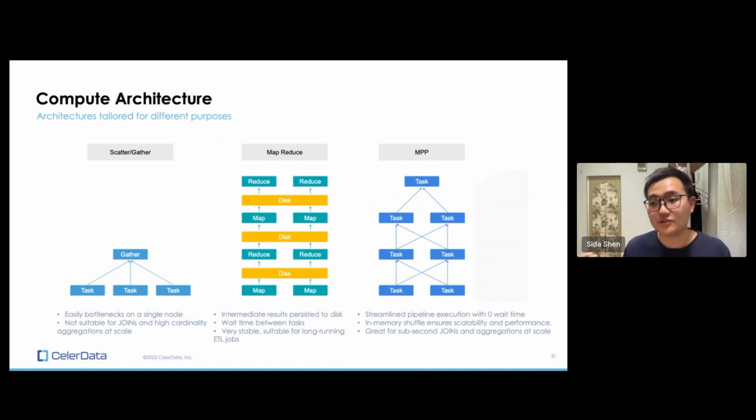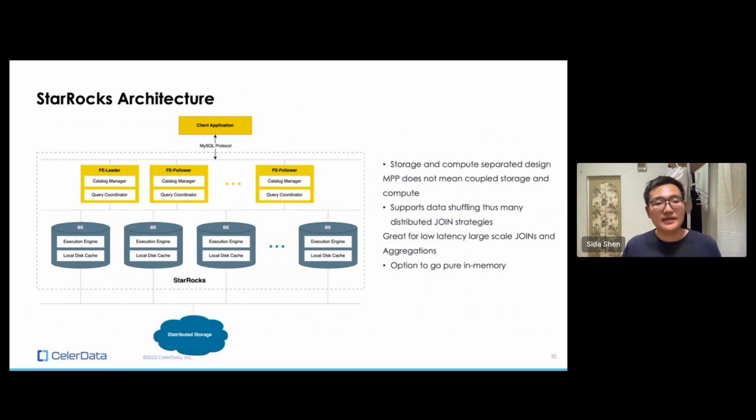And then you have those pure in-memory MPPs, right? It supports data shuffling between the memories of your worker nodes, right? So it's zero wait time, and it streamlines the execution, and it's great for sub-second joins and high cardinality aggregation at scale, right? And let's take a look at the StarRocks architecture, right? Let's go back to this image.